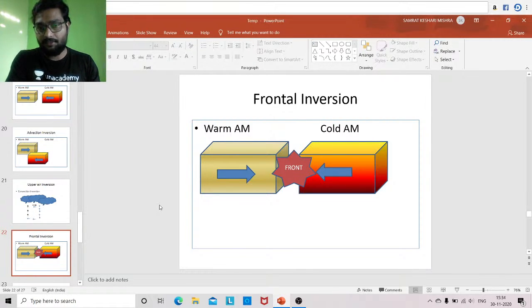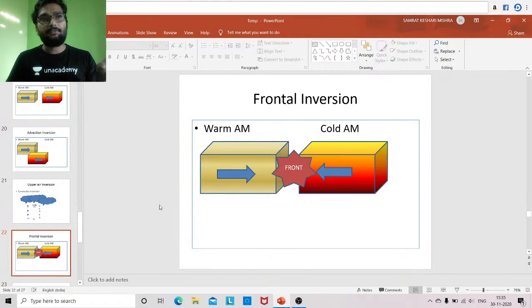Next is the frontal inversion. Frontal inversion basically occurs when a front is created. A front is created when cold and warm air masses converge or mix up with each other. You must have seen the word front in the Mahabharata movie or some serials: at war time, two types of soldiers come from opposite sides, and the middle part, the transition zone, is called the front. The front word originates from there.